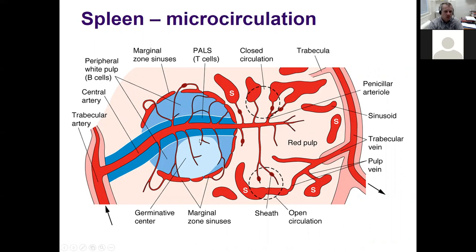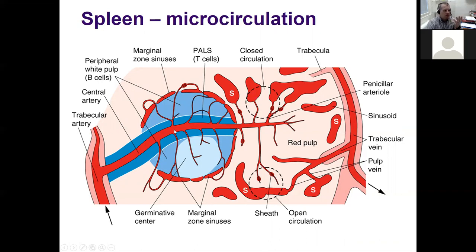So the blood first runs through the white pulp and then it goes to the red pulp. With some simplification, we can say that the immune function of the white pulp is an analogy to a lymph node, because in lymph nodes you have a filtration of antigens that come with the lymph, but the white pulp follicles of the spleen are doing actually the same, but this time for the antigens that are present in the blood.